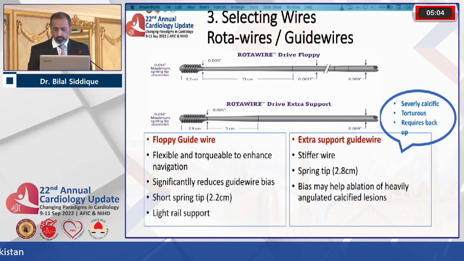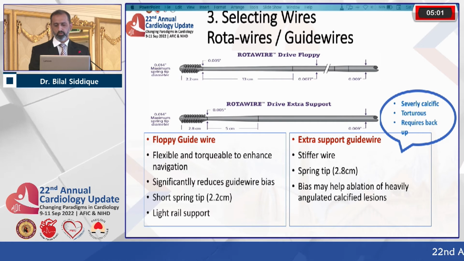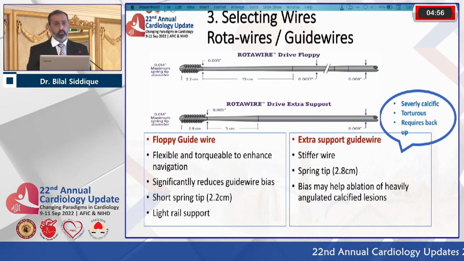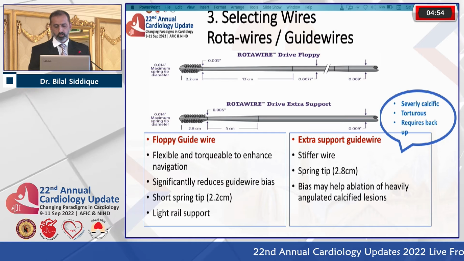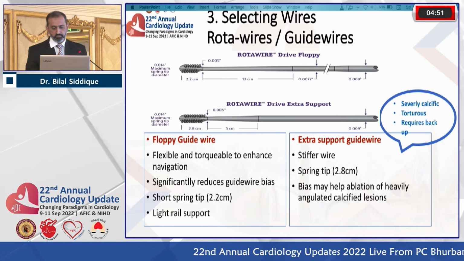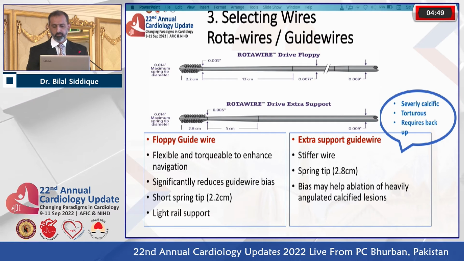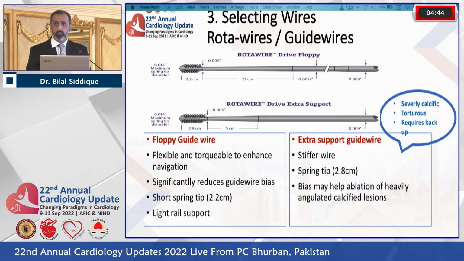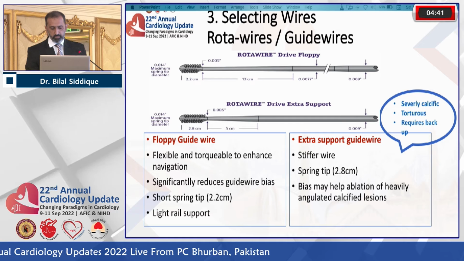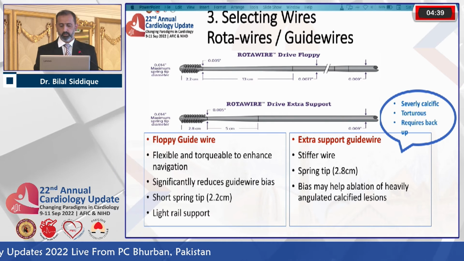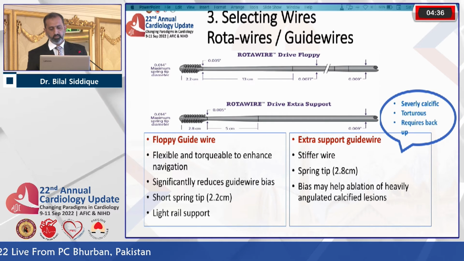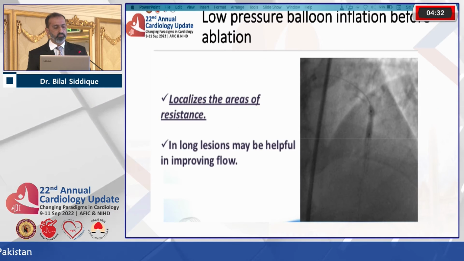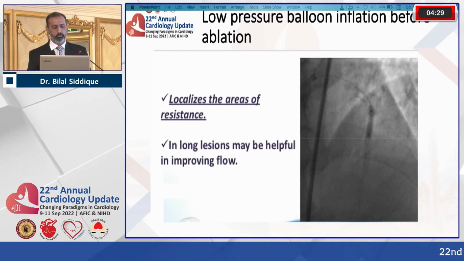Selecting the right wire. Rota can only be performed on the provided stainless steel wire, which comes in 2 versions. One is the RotaWire Floppy, which is torqueable, while Extra Support is a stiffer wire. Since these wires may not cross the severe lesions, one can exchange these wires using microcatheters and over-the-wire balloons. It is important to keep the distal bend of the wire very minimal, as it substantially increases the friction force between the burr and the rota wire. You can do a low pressure balloon inflation before ablation.